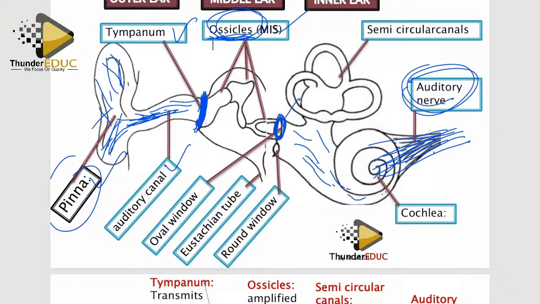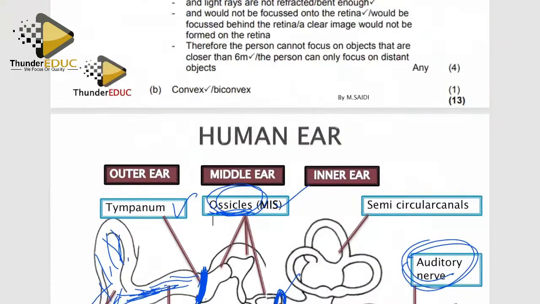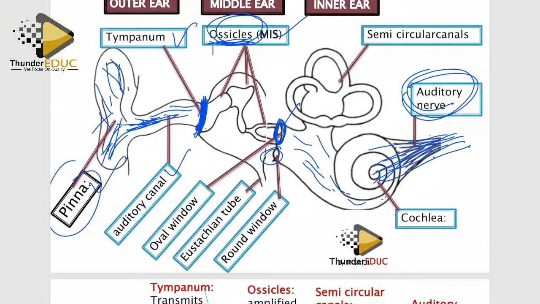That's it. So we have some parts which we have not talked about: the round window and the Eustachian tube. We can talk about them separately. The round window will absorb or release the excess pressure from the inner ear, while the Eustachian tube will equalize pressure on either side of the tympanic membrane. We have not talked about the semicircular canals because they are not for hearing, that's balance. We're going to look at it separately.